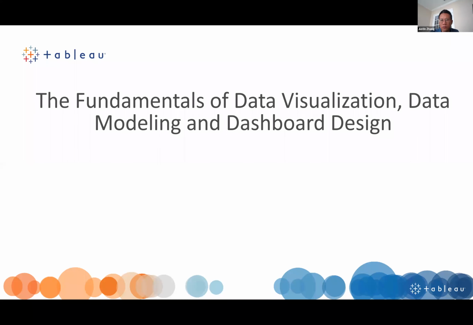Hello, everyone. Welcome to the second module. In this module, we will focus on the fundamentals of data visualization, data modeling, and dashboard design.